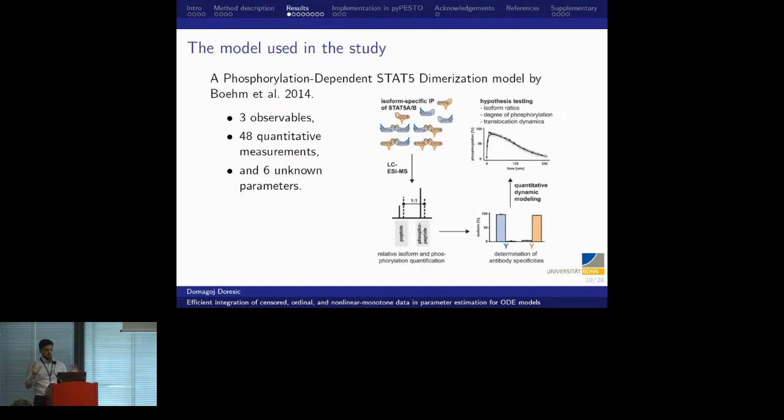So to show some results on how well the method works, I'm going to use a model, the phosphorylation dependent STAT5 dimerization model by Boehm et al. In our group, we would say that this is like a middle-sized model. It has 3 observables, it has 48 quantitative measurements, and it has 6 unknown parameters that we would like to estimate.